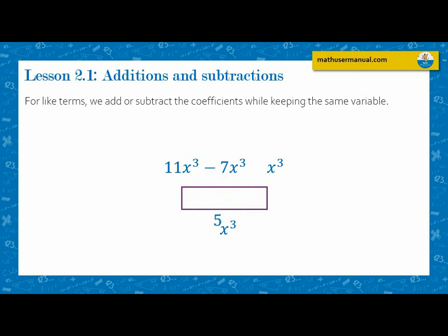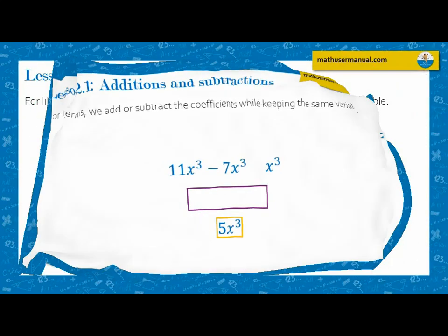We did this operation in the previous part, and we know this is going to be 5x to the power of 3. So the difference between this one and the previous one is that now the x's are to the power of 3. So as long as we have the same like terms, meaning the same variable with the same power, we can combine like terms.